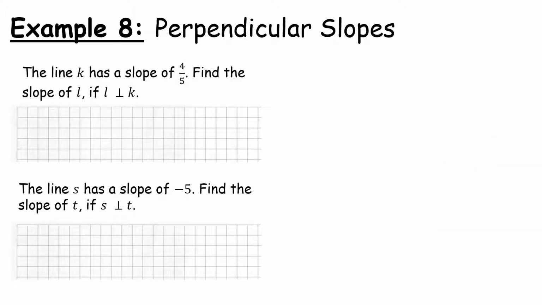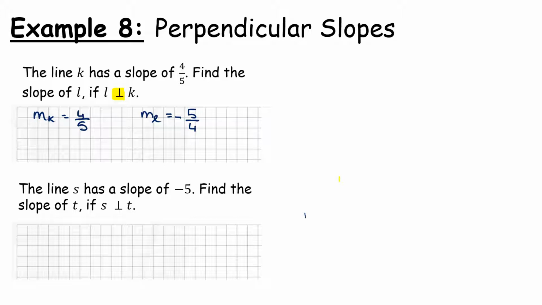So let's take some very basic examples. The line K has a slope of 4 over 5. Find the slope of L if L is perpendicular to K. We have this funny symbol here, and this symbol means perpendicular. Notice that it actually looks like a set of perpendicular lines. So the slope of K is equal to 4 over 5. I'm going to use the opposite reciprocal. So the slope of L is going to be 5 over 4. I flip it and I change my sign, so it's minus 5 over 4.